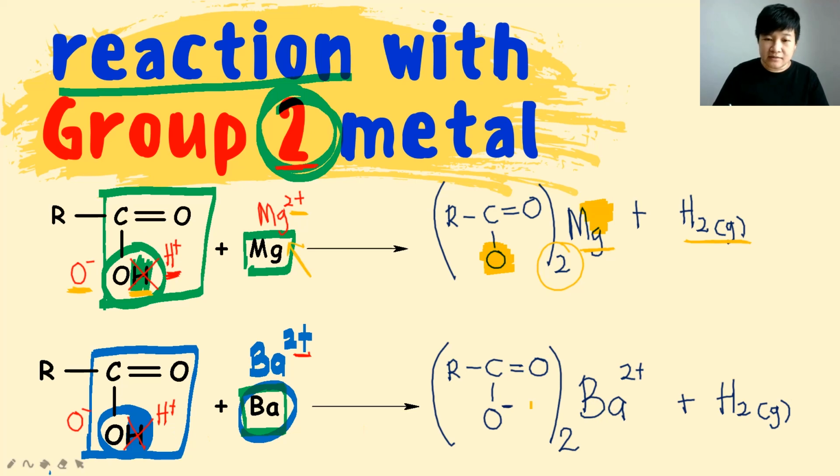And check it out, guys. If you decide to put in the charge for the O-, therefore you must also put in the charge for Ba2+. Okay? Both are correct. So it's up to you whether you want to write the charge or not. Alright, simple. Let's try an example of a carboxylic acid reacting with your group 2 metal.